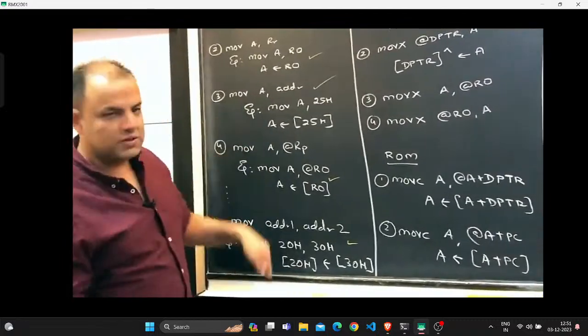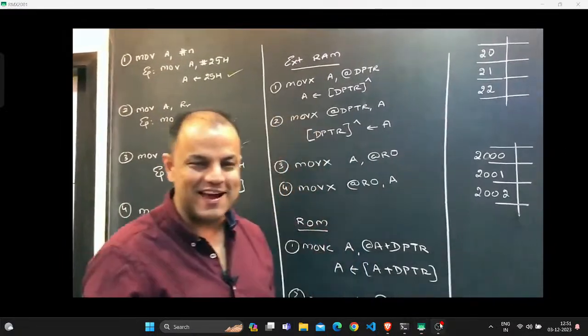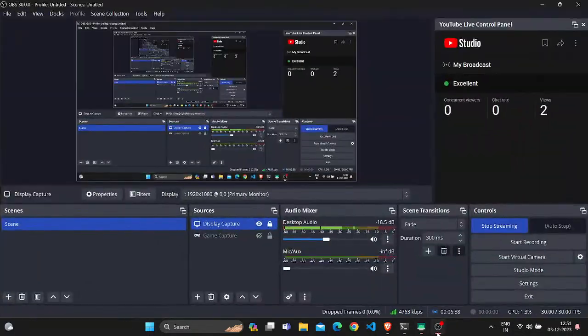Now, those were simple basic move instructions. What do you mean by MOVX? X stands for external RAM. Now, when you want to access external RAM, you cannot use direct addressing. You remember? You have to use indirect addressing.